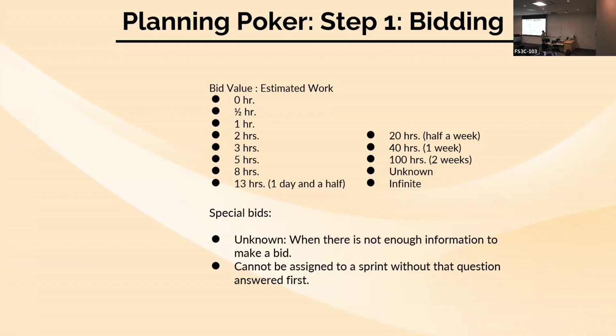This basically means we cannot assign it until that question gets answered first, right? I need to know what the answer to that question is before I can make a bid. And if it's not possible to answer that question, that means we probably want to take this user story and put it back in the product backlog until we can answer that question, whatever that question happened to be. We're just not ready to assign it yet at that point. We need to do more work on pre-production on that task before we can actually assign it to anyone.